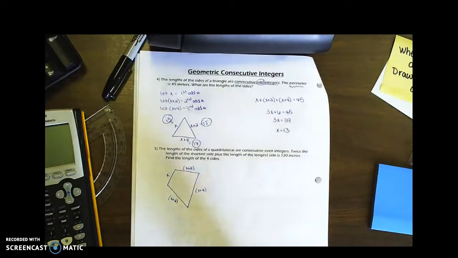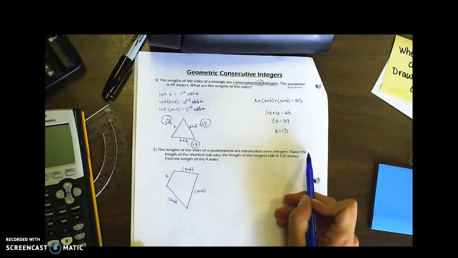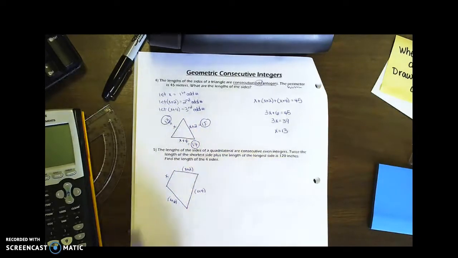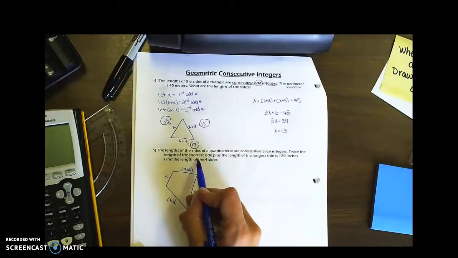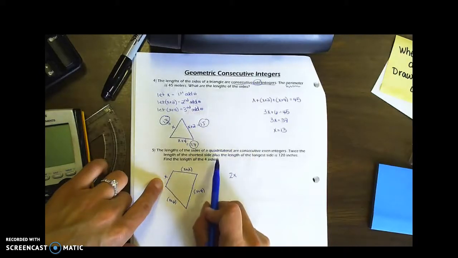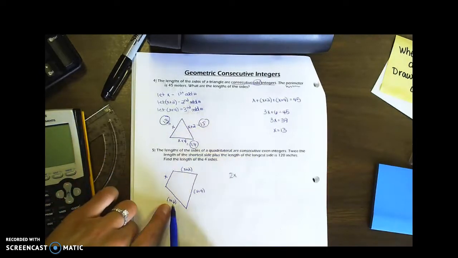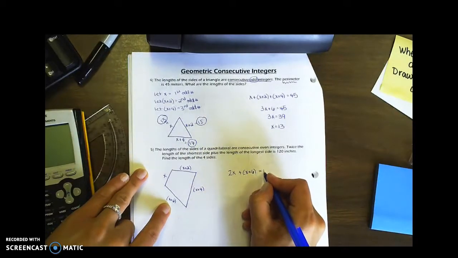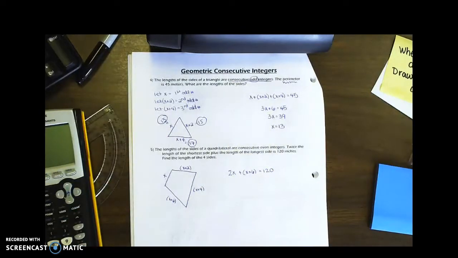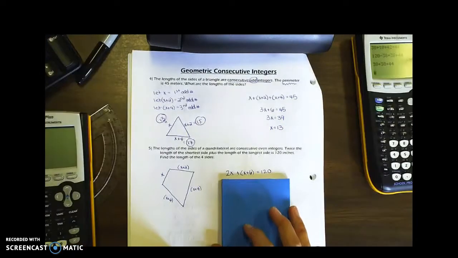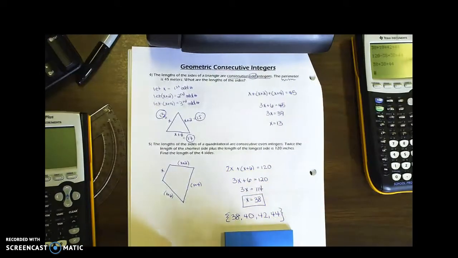Okay, so now we have to set up an equation to solve. Twice the length of the shortest side plus the length of the longest side is 120 inches. Twice the length of the shortest side, so the shortest side would be x, so twice x, plus the length of the longest side, well that would have to be x plus 6, is 120. Now we have our equation. I'm going to have you go ahead and solve on your own, and let's see if you were able to get it. 38, 40, 42, 44. Nice job, everybody.